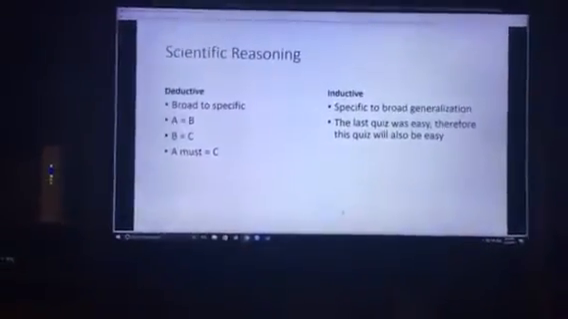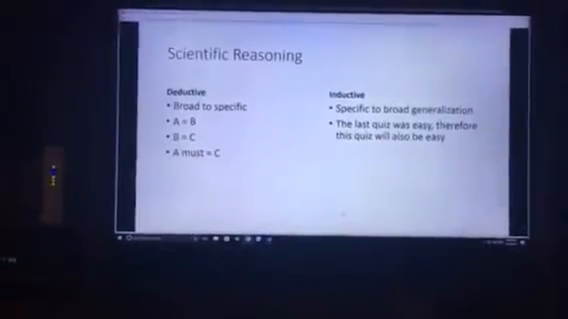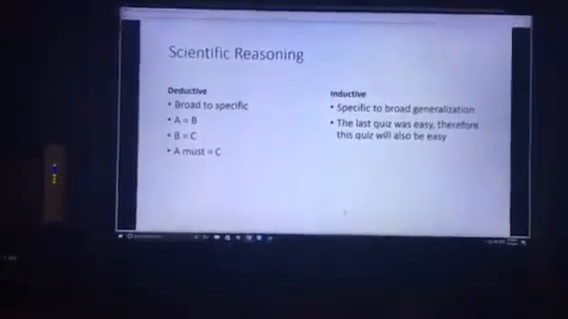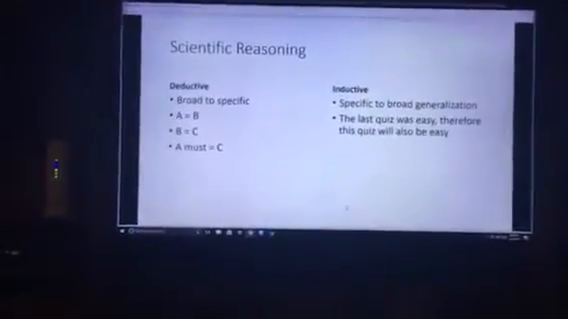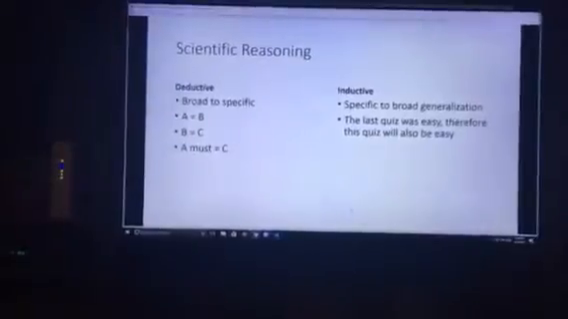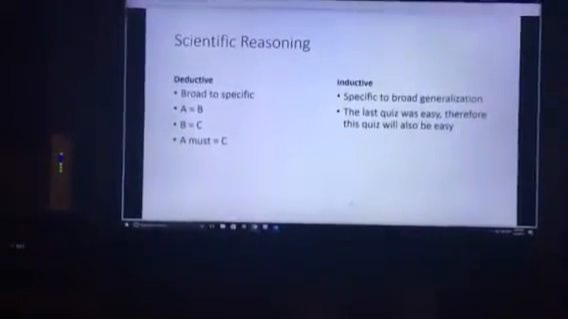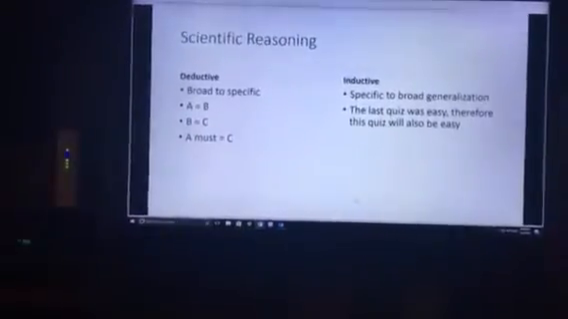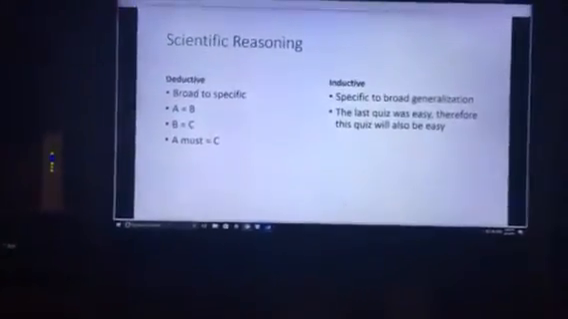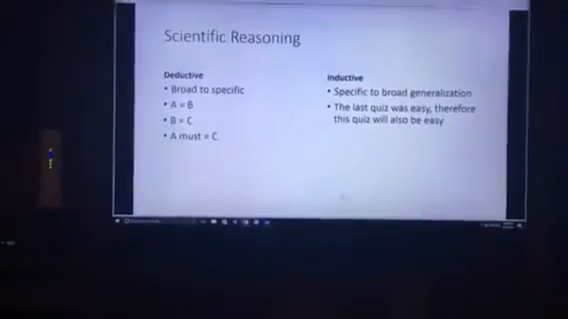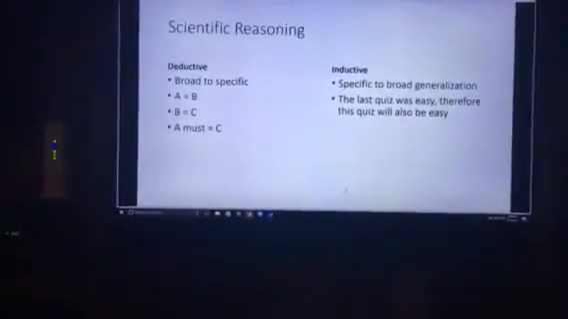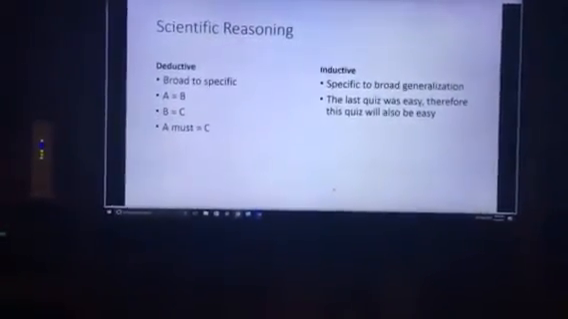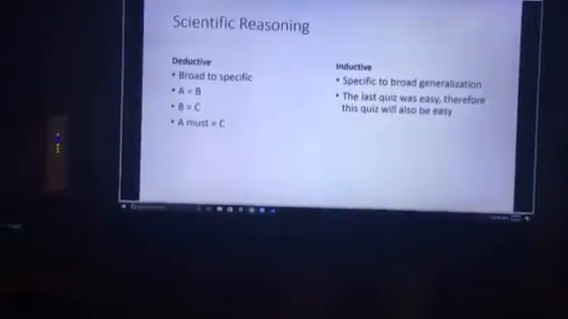In working with this experiment, Tom has used scientific reasoning, deductive and inductive. Deductive is going from broad to specific. In this case, if A equals B and B equals C, then A must equal C. Inductive is going from specific to a broad generalization. So, in this case, the last quiz was easy, therefore this quiz will also be easy.